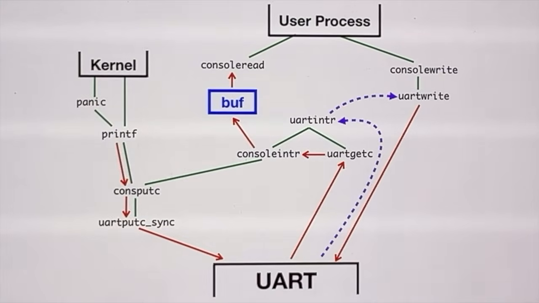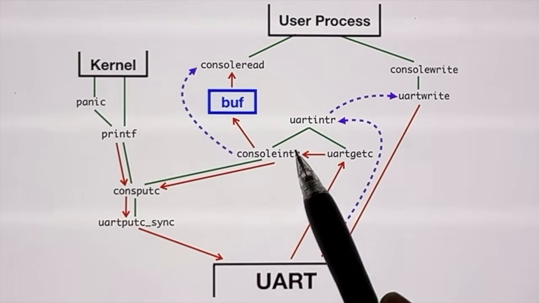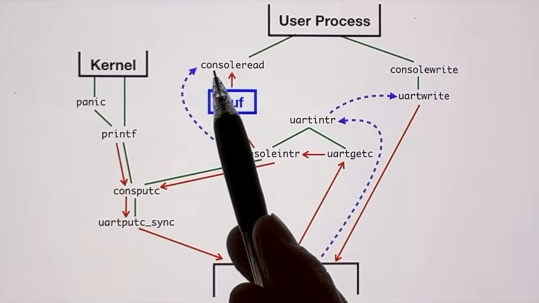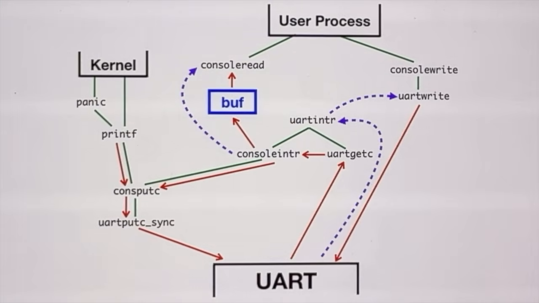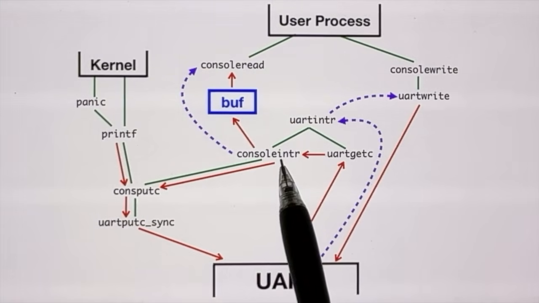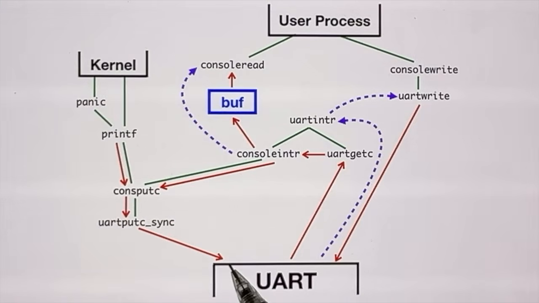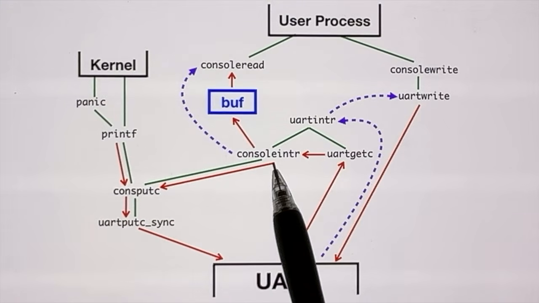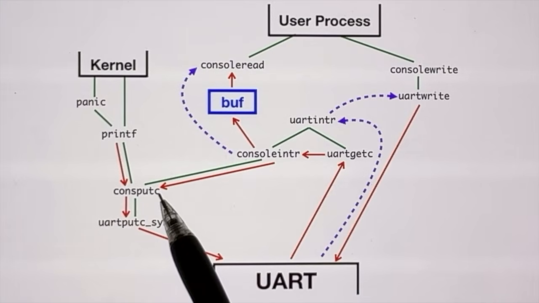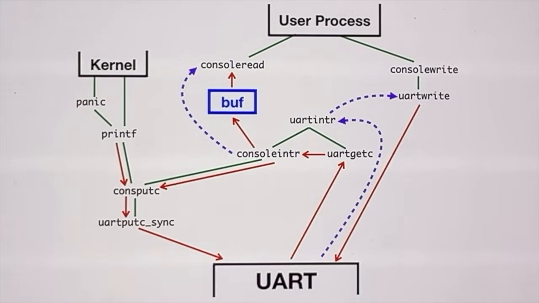Console interrupt will also do two more things. It will wake up console read in case it was asleep waiting for user input, and it will echo the character. It echoes the character, that is, writes it back out so the user can see it, by calling cons put c. Okay, that's our roadmap.